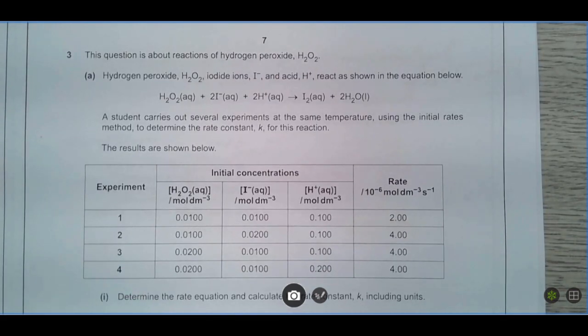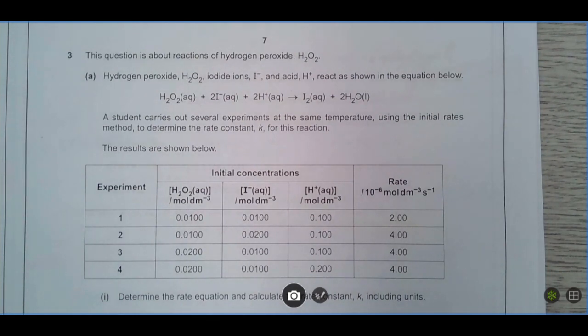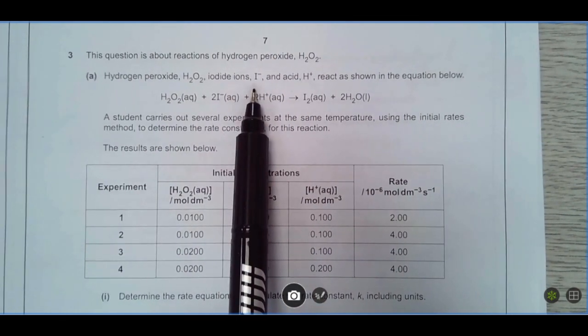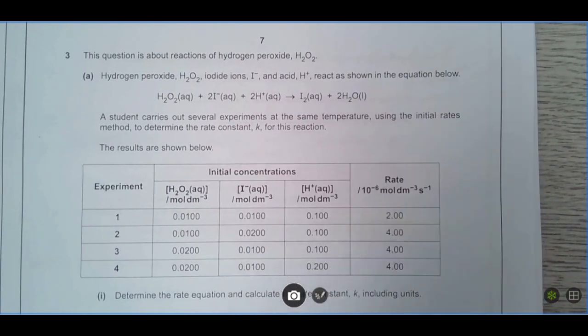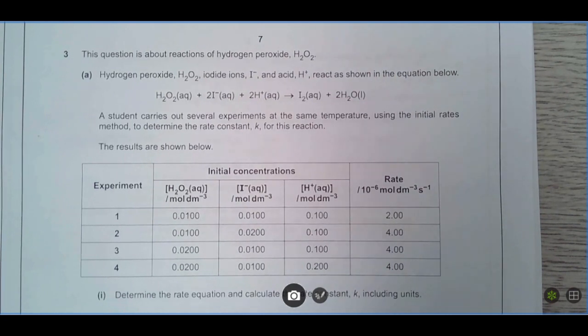Now question 3 is about the rate equation, and we know the rate equation can only be worked out using experimental data. So here it says this question is about the reactions of hydrogen peroxide, H2O2, iodide ions and acid H plus, which react as shown in the equation. So this is my equation. How many reactants are there? 3.